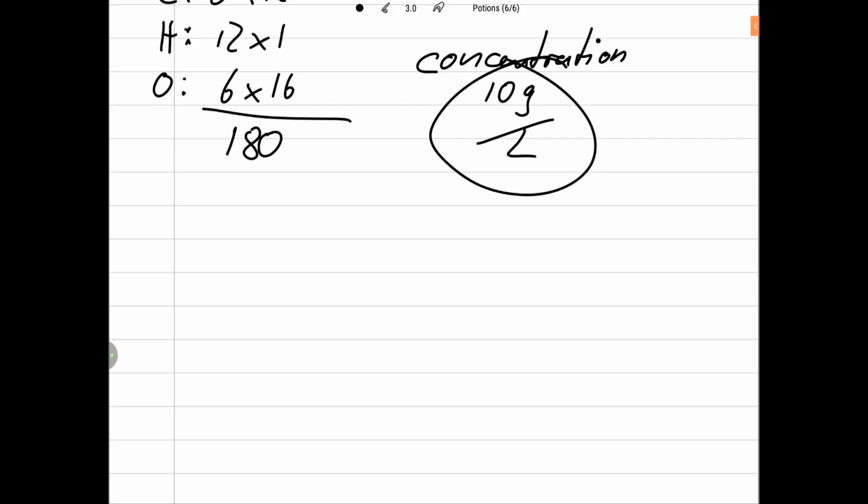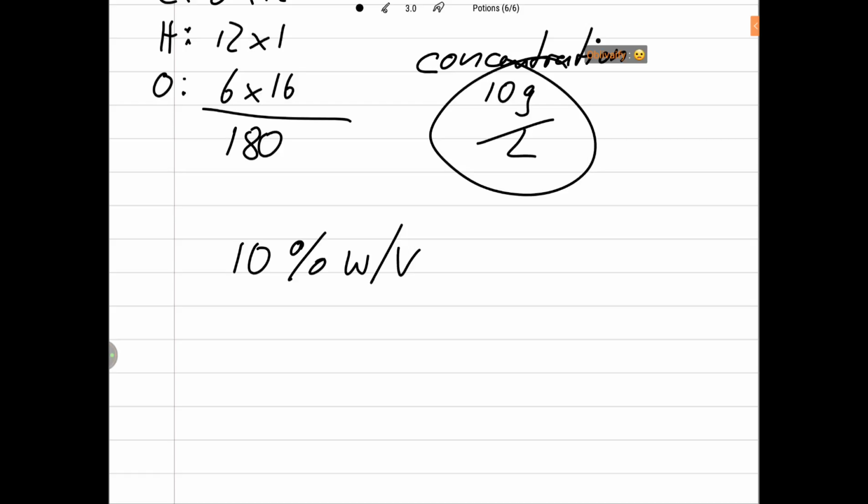Sometimes you see it as 10% weight per volume. Whew! And a lot of people, when they see that, a lot of final year students, you really see the adrenaline kicking in. And it's not good adrenaline, it is panic. Shit, what am I going to do? Right? 10% weight per volume. What on earth does that mean?